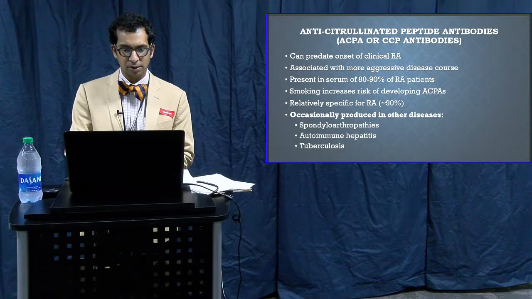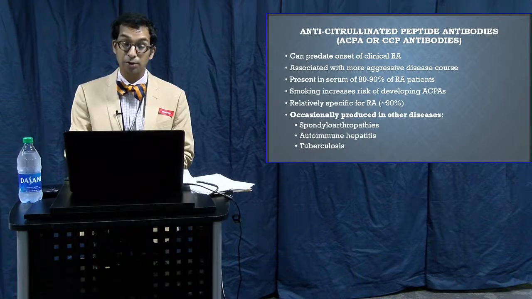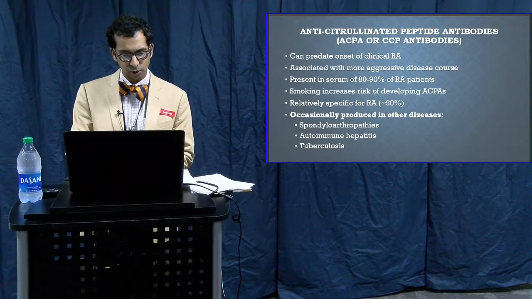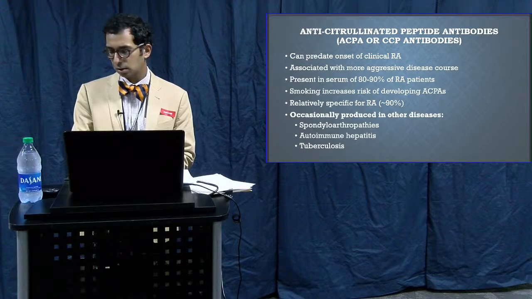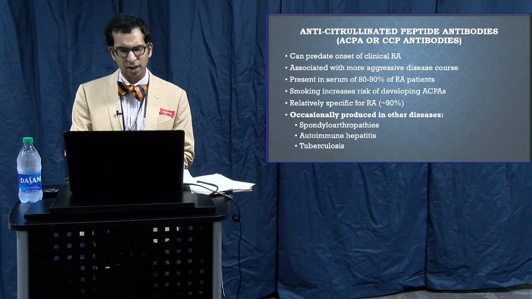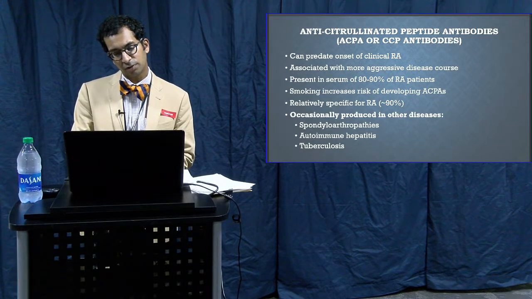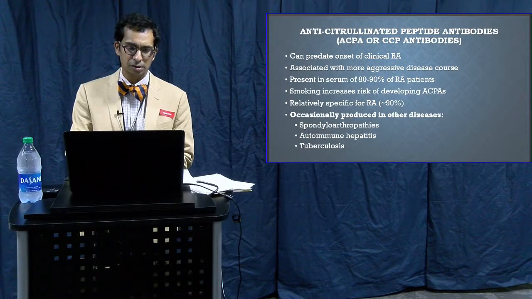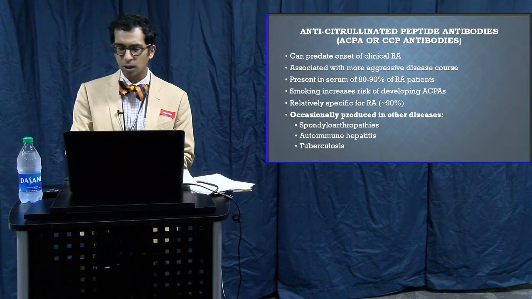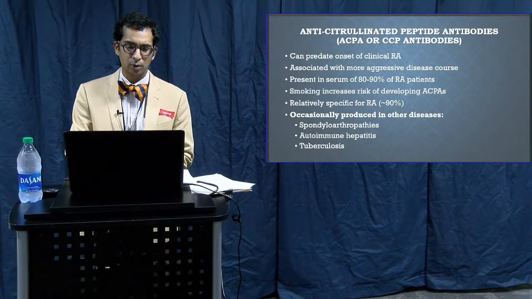Some of the newer assays have specificities close to 90% for rheumatoid arthritis, but I think it's also important to understand that the generation of these antibodies can be seen in other disease states. So I've listed a few of those here for you. So spondyloarthropathies, diseases like psoriatic arthritis or ankylosing spondylitis in that group, autoimmune hepatitis, and then in terms of infections, TB, tuberculosis, can also be associated with CCP antibody production.